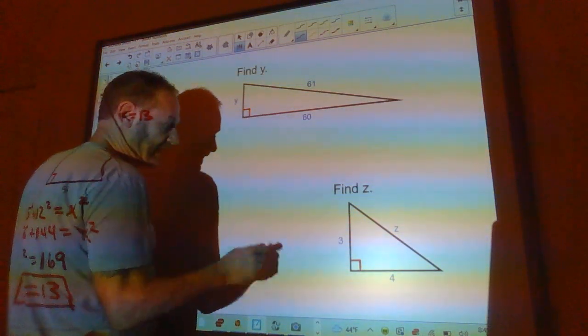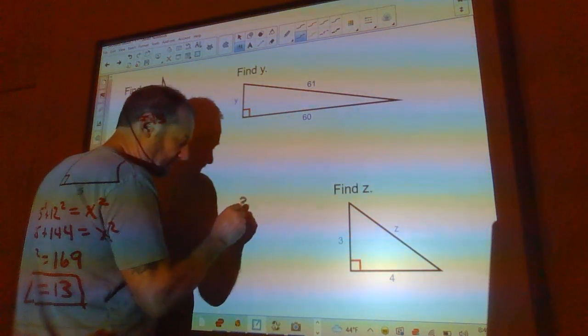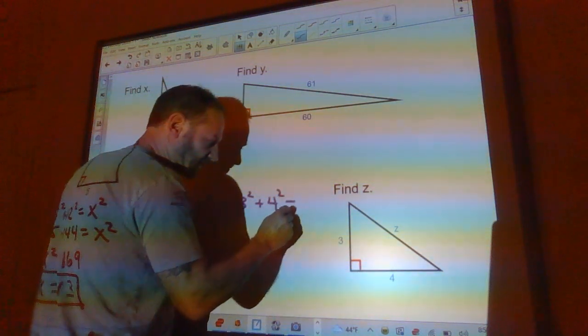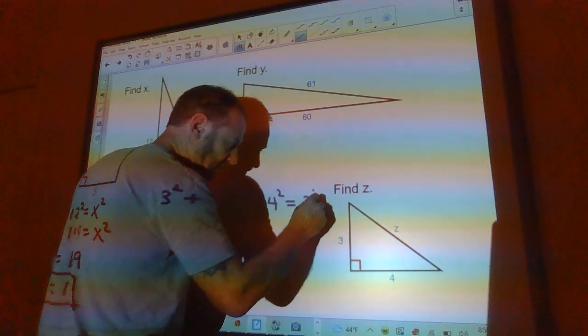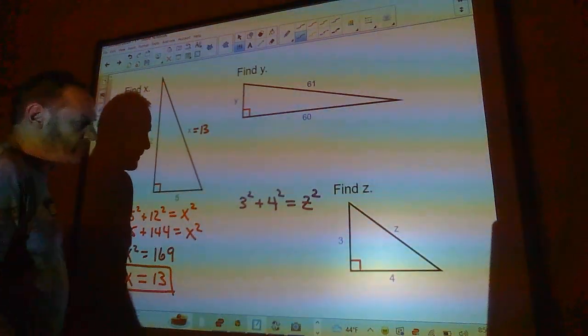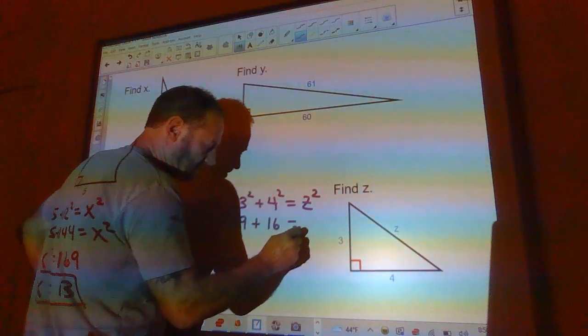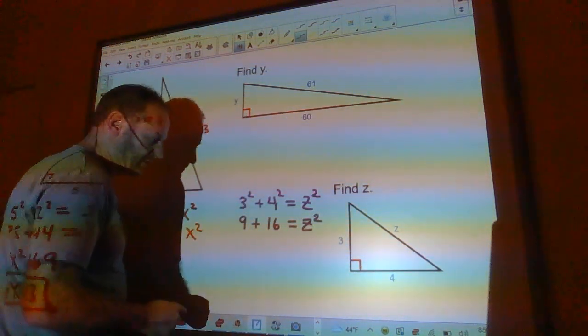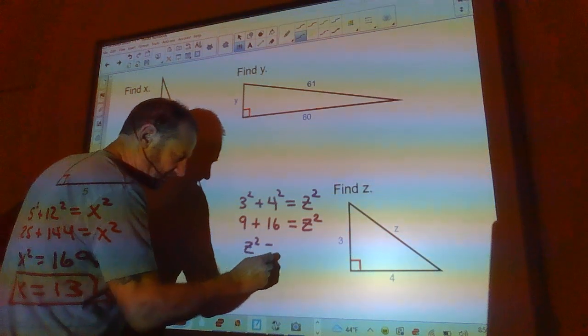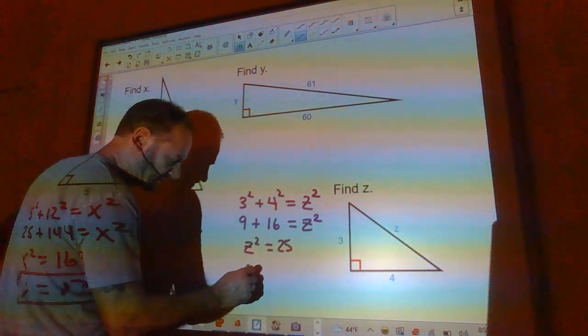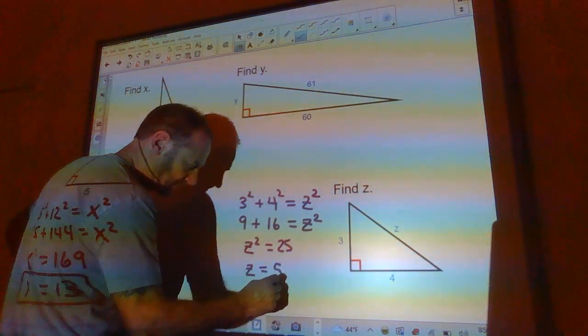Okay, so in this case, the leg 1 is 3. I'm going to square that. I'm going to take leg 2, that's 4. We're going to square that. That's going to equal the hypotenuse, which is z, which we're going to square. 3 squared is 9. 4 squared is 16. That equals z squared. So z squared is 9 plus 16, which is 25. I'm going to square root both sides of this. That tells me that z is 5.